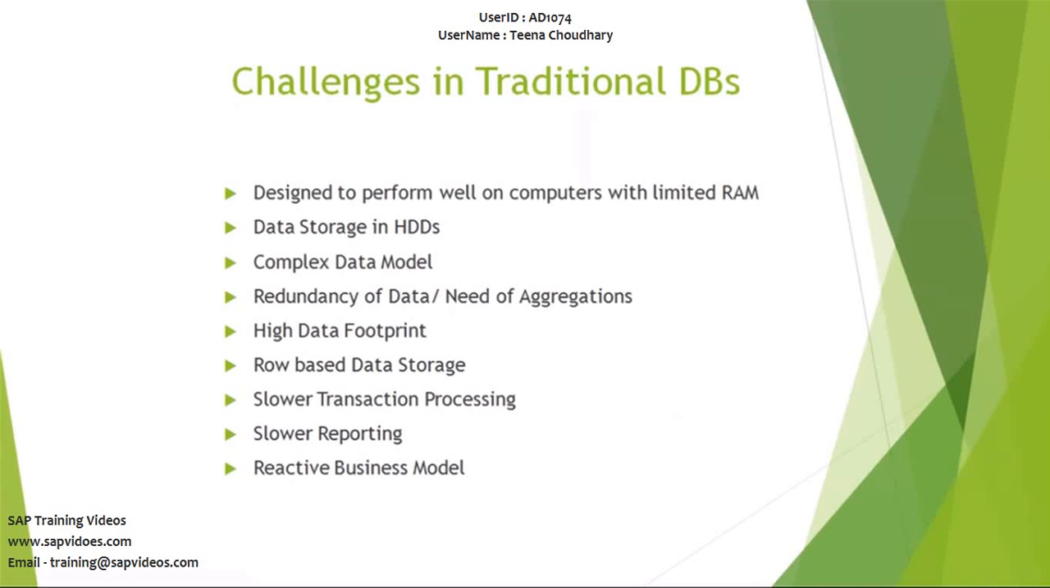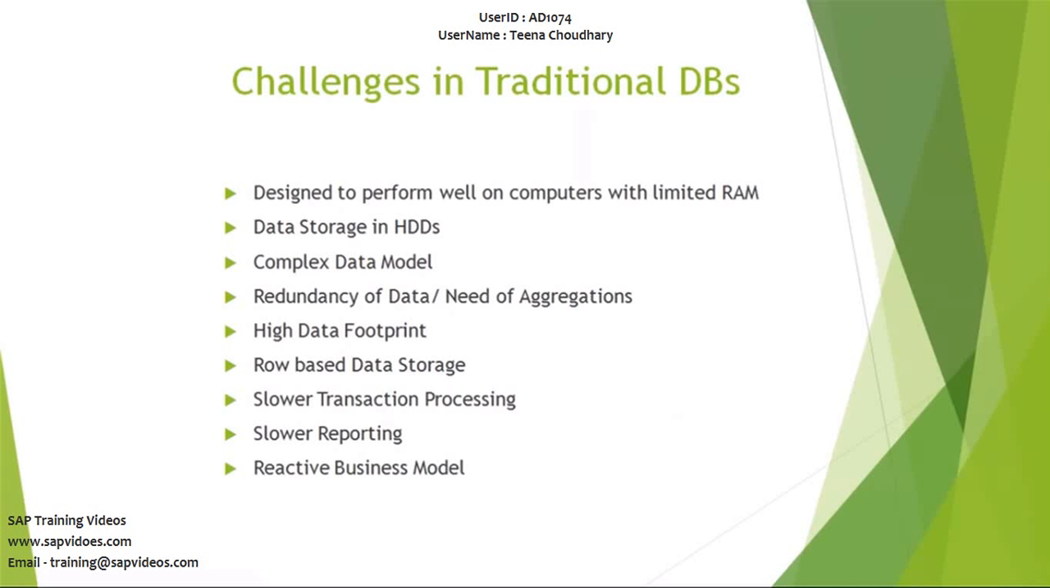We want some database which stores the data in RAM, and we want some database which stores the data in the form of columns plus rows, not only rows. Right? The transaction processing is slower, because the data is stored in the form of rows and it is stored in the hard disk. The transactions are slower. Not only transactions, even the reportings are also slower. Same reason: because the data is stored in the form of rows, extracting the data from the hard disk is slower.